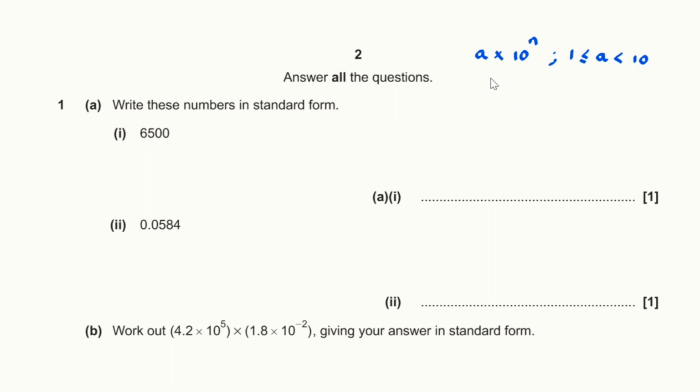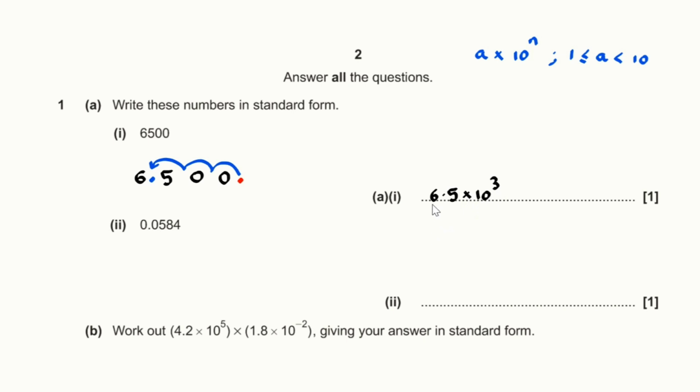First of all, you will recall when a number is written in standard form, it's written as a times 10 to the power of n, where a is in between 1 and 10. Now, if we have the number 6,500, the decimal point is currently here, and we want to move this 1, 2, 3 places to the left, and so what we'd end up with is 6.5 times by 10 to the power of 3.